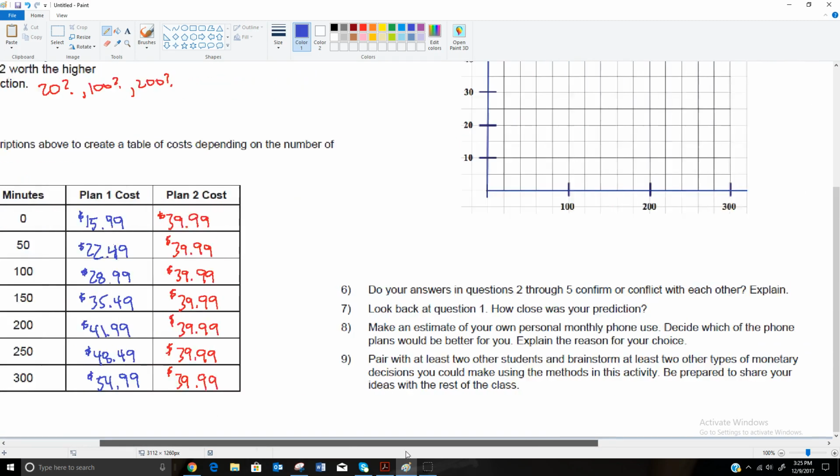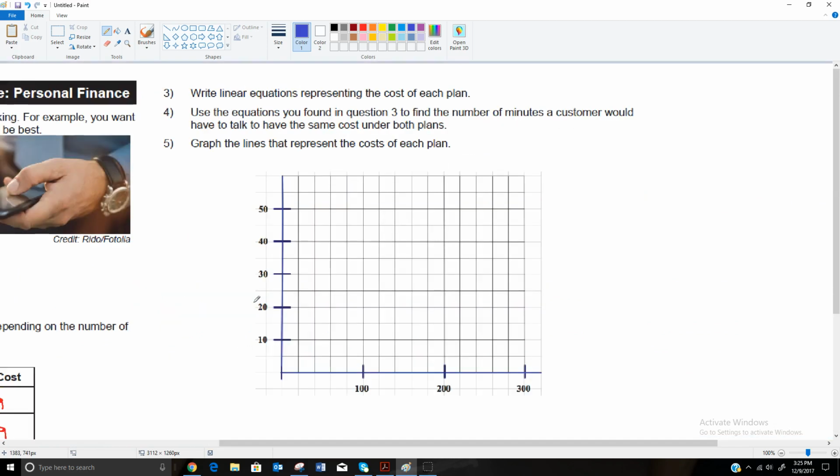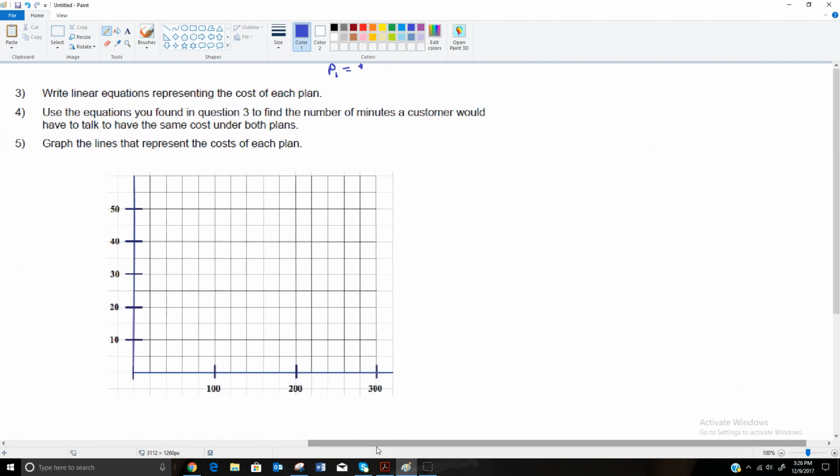So the next thing that they want us to do is write linear equations for these. So again, I'll try to color code these. If we do the first one, so for Plan 1, I'm going to say P1, we're going to start with, can't even remember now, $15.99, and we're going to add that 13 cents per minute. And then Plan 2 is the easy one. It's $39.99. And if you want to, you could put plus 0 times m, but I'm not going to mess with that.